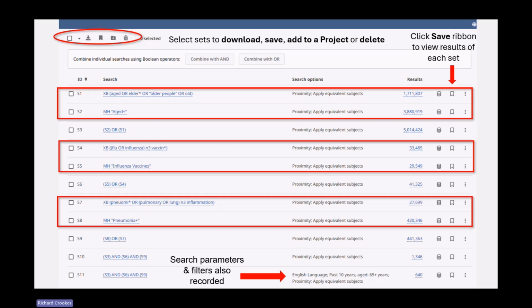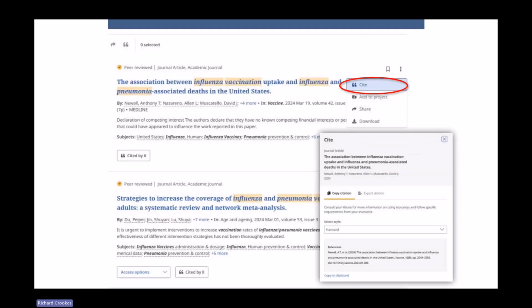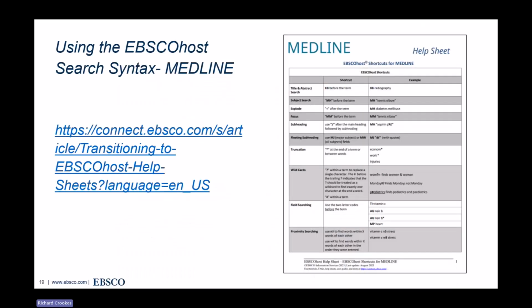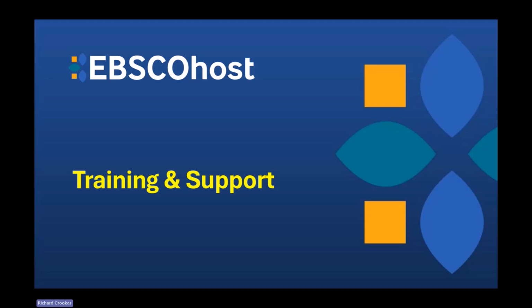And again, you can also select sets to download, save, or add to a project or delete. So again, the bulk action toolbar has been enhanced, especially with the option to save and also delete sets. And you can delete the entire search history now as well. In terms of records, I didn't show this specifically, but the tools are there within the tools or kebab menu with the cite tool, which allows you to copy the citation or export it as needed. And also, again, a reminder, we do have the MEDLINE shortcuts help sheet, which details the syntax you should be using for this interface.